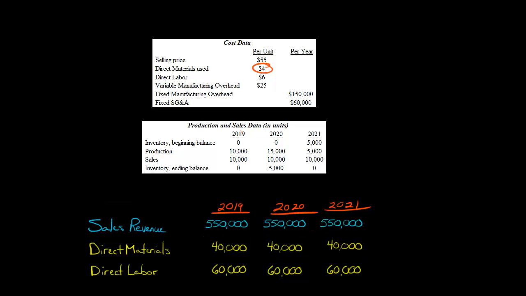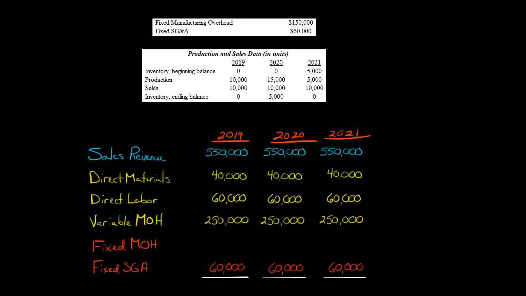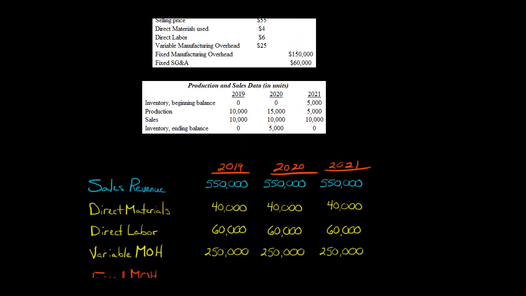Really, the only thing that doesn't follow this pattern is fixed manufacturing overhead. That's the trick with absorption costing, is how to deal with fixed manufacturing overhead. So this is what we're going to be trying to calculate here. Everything else is pretty simple. Fixed SG&A is $60,000 every period. Variable manufacturing overhead was $25 per unit. We sell 10,000, so that's $250,000 in each period. So let's focus on the fixed manufacturing overhead and ignore those other kind of trivial details.